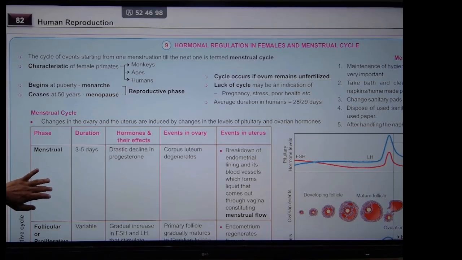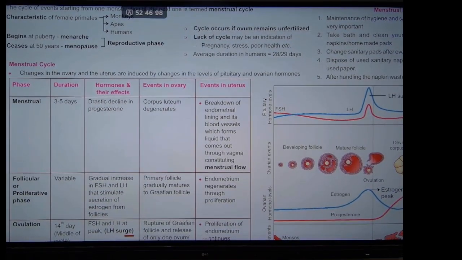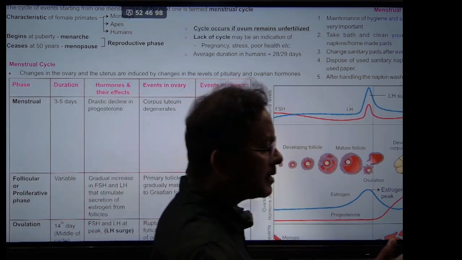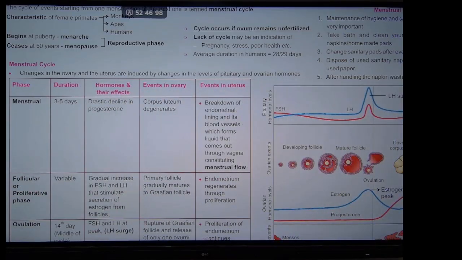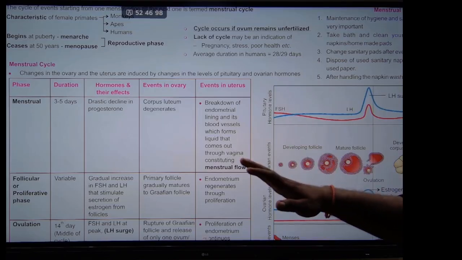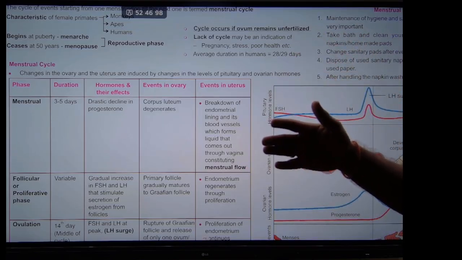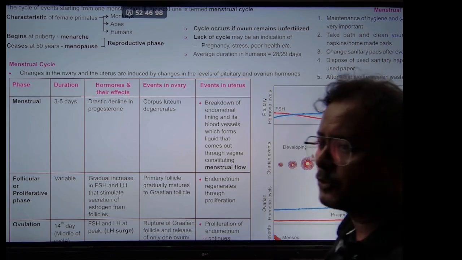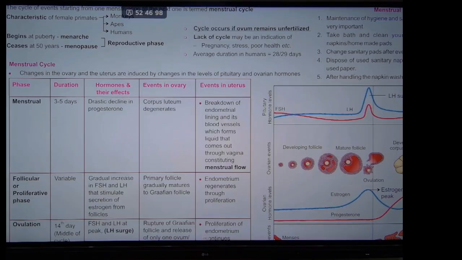Now, in the menstrual cycle, the successive cycle occurs only if the ovum is not fertilized. If the ovum is fertilized, all the events of the menstrual cycle will stop for the next 9 months. And each menstrual cycle is divided into 4 phases. What are those, guys? The menstrual phase or the bleeding phase, the proliferative or the follicular phase, the ovulatory phase, then the last one is the luteal or the secretory phase.